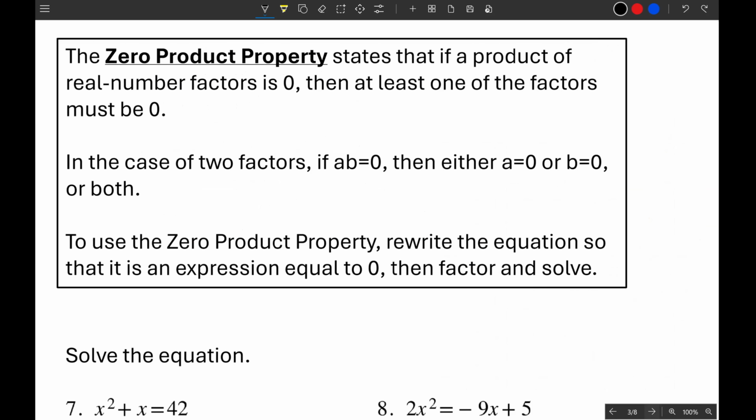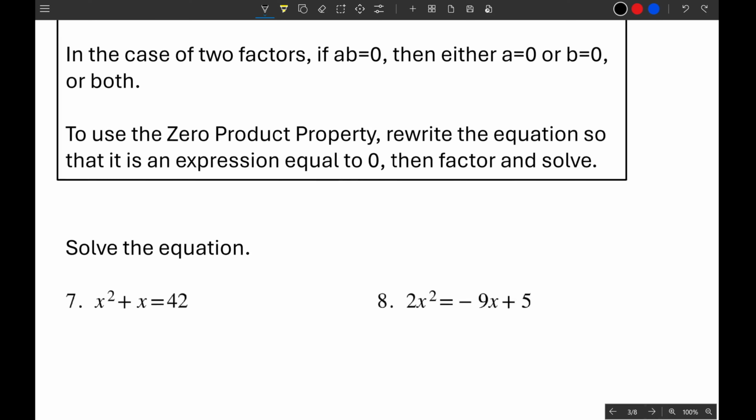All right, and here's that zero product property that states that if a product of real number factors is 0, then at least one of the factors must be 0. So in the case where you have two factors, if a times b equals 0, that means that a has to be 0 or b has to be 0 or both. So to use that zero product property, you will rewrite the equation so that it's an expression equal to 0. Then you will factor and solve.